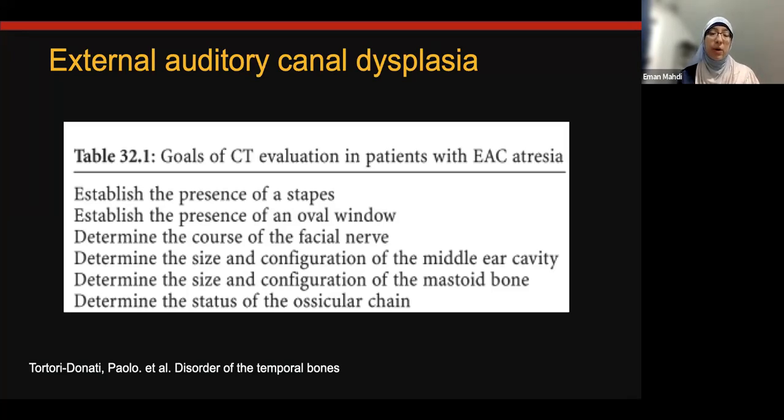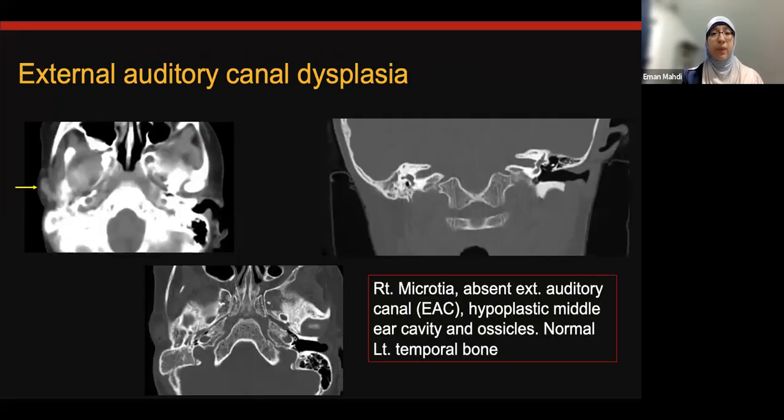Otherwise, there is the question of whether it is even possible to place a cochlear implant. It just depends on how much space they have in the external and middle ear cavity. So basically, assess these structures and then leave it for the ENT doctor to decide.